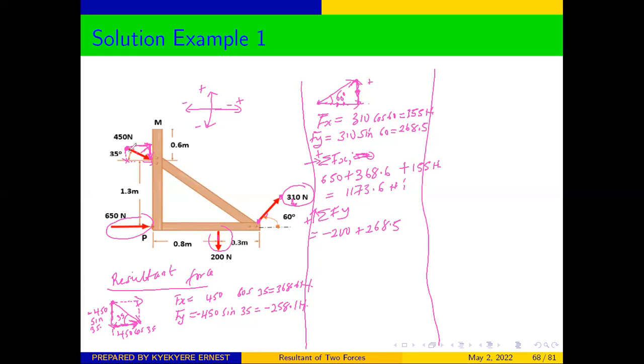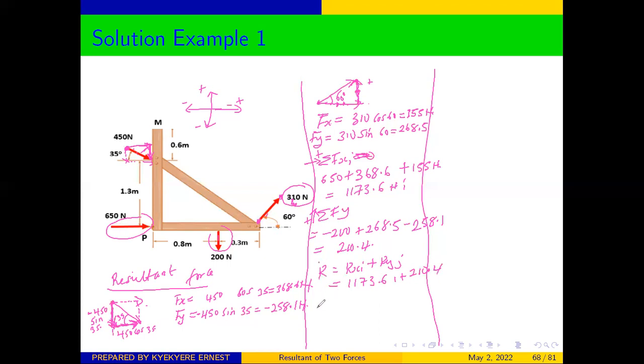268.5. And the y component of this force here, look at it, we said that the y component will be coming down, which is negative. So you are going to get negative 258.1. And from here, our sum of y is going to be 210.4. So it means that our resultant force, which is equal to Rx i plus Ry j, will be equal to 1173.6 i plus 210.4 j.